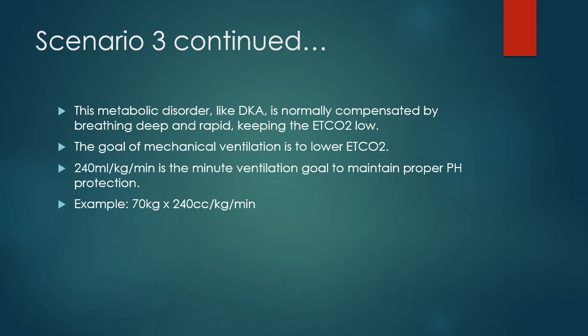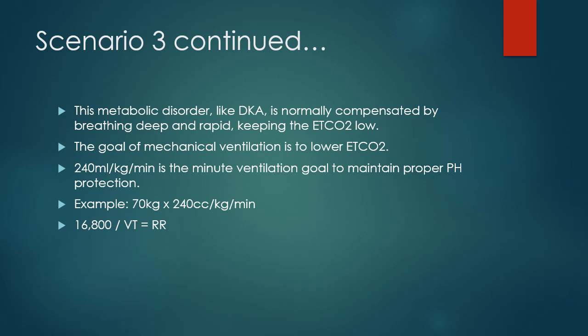So if you took a 70 kilo patient, this is based off of their ideal weight, which you can get off the chart, multiply that by 240, that's going to give you a minute ventilation of 16,800. Divide that by the volume you're starting at. So let's say we're starting off at a volume of 450. That's going to give you the respiratory rate needed to achieve that minute ventilation so that we can help that patient compensate while they're intubated.